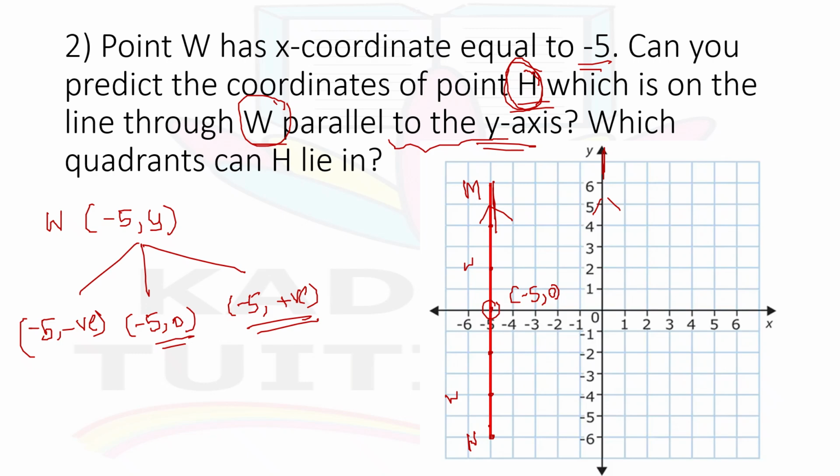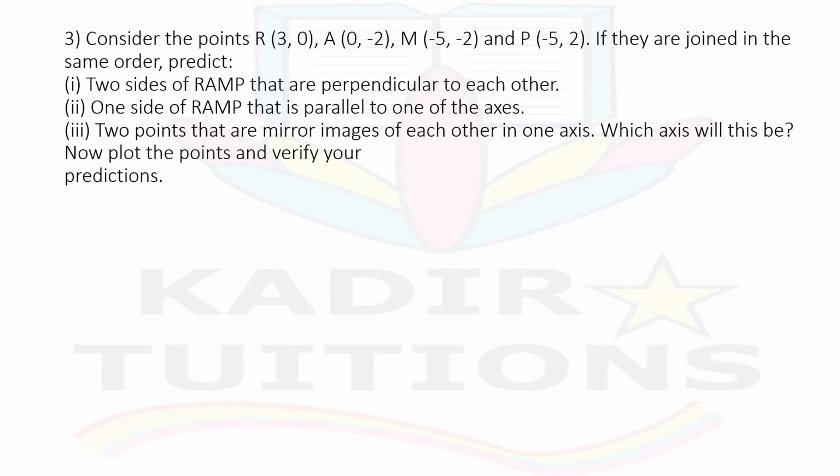Okay, but the question is actually what? Which quadrants can H lie in? So H can be anywhere on this line. This line is passing through the second quadrant as well as the third quadrant. So you can give an answer like the point H can lie in the second or third quadrant. So we'll see the next question.